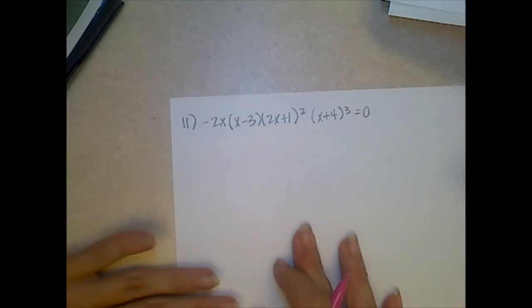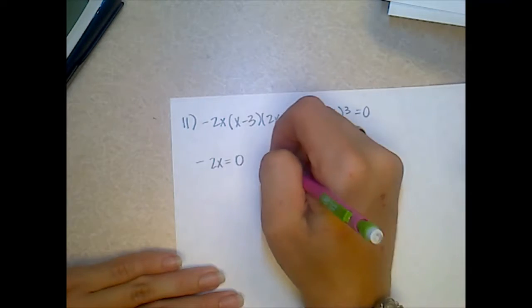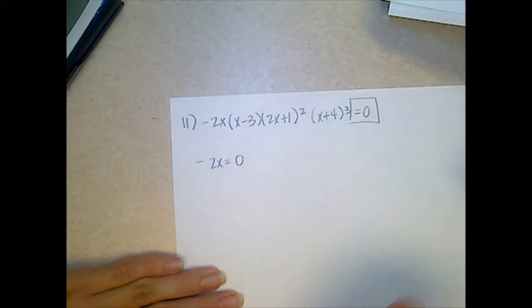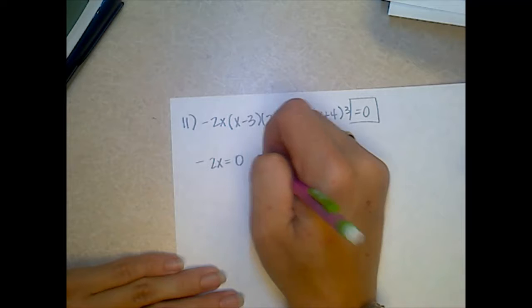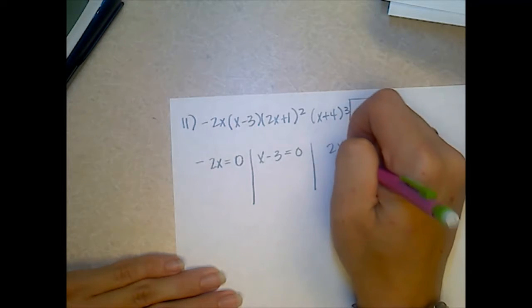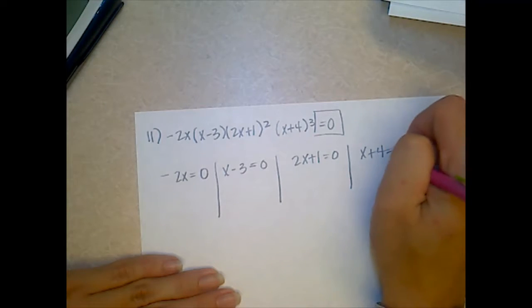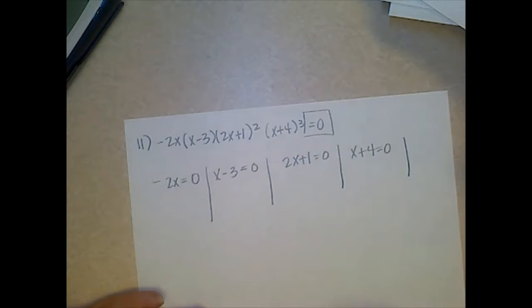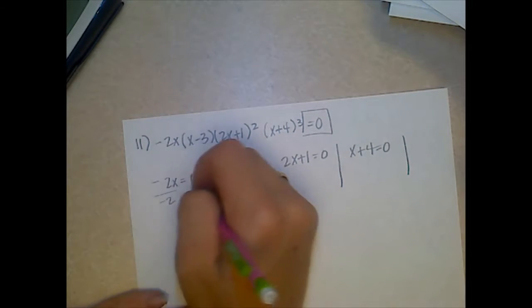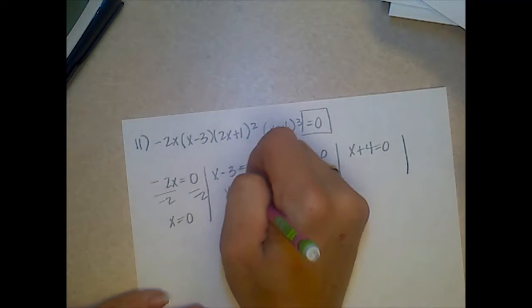Okay, all you have to do is set every piece equal to 0 because it tells you that it equals 0. X minus 3 equals 0. 2x plus 1 equals 0. X plus 4 equals 0. These are easy to solve. Divide by negative 2. X equals 0. X equals 3.